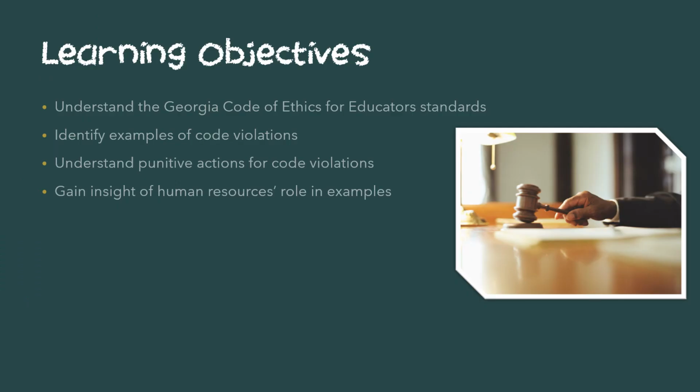Throughout this presentation, we'll gain a better understanding of a few different things. First, we'll understand better the Georgia Code of Ethics for educators, more specifically its 10 standards and how those standards help to secure an ethical workplace. Next, we'll identify some examples of code violations that either may take place in the educational setting or outside of the setting, but still may have an impact on an educator's ability to do their job. Next, we'll gain a better understanding of what punitive actions may take place if these codes of ethics are breached. And then lastly, we'll gain a better insight into how human resources plays a role in the various examples that we'll discuss.